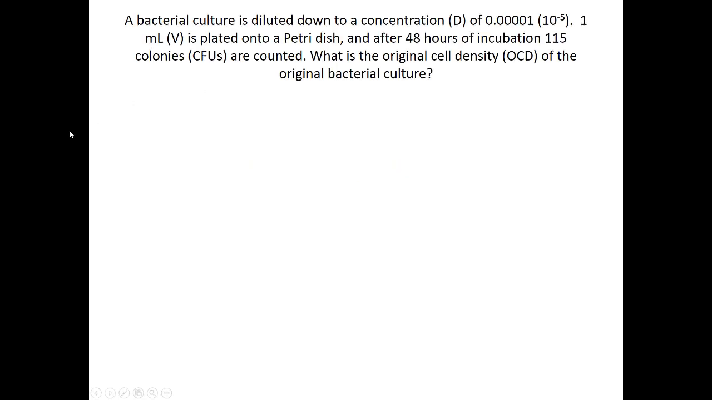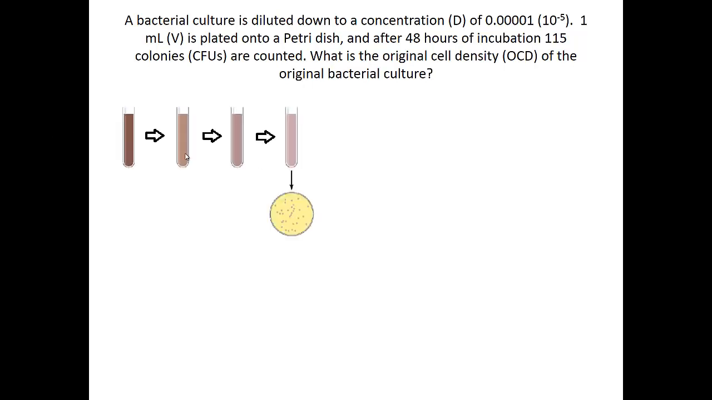Our first problem is one of the basic original cell density problems. It says a bacterial culture is diluted down to a concentration of 0.00001. First thing, always keep track of the zeros, and that is an exponent, 10 to the negative fifth. It didn't say exactly how many steps, but as a visual, that would have been done over a series of steps, getting us down to a low concentration, 10 to the negative fifth. Next it says 1 ml is plated onto a petri dish, and after 48 hours of incubation, 115 CFUs or colonies are counted. So the question then becomes, what is the original cell density, the OCD, of the original bacterial culture?